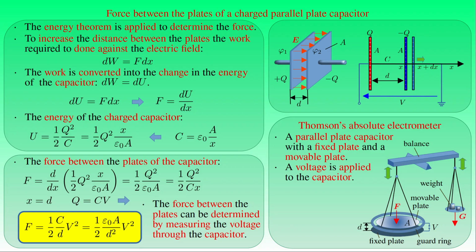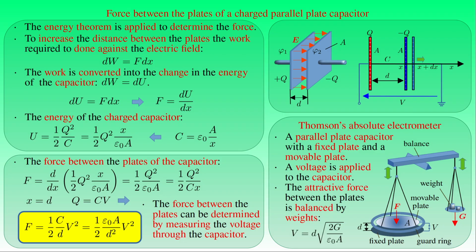If the magnitudes of the force F and the weight G are equal, then we can replace F by G in the force formula, and express the voltage V as the distance d between the plates times the square root of 2 times the weight G divided by epsilon naught times the area A of the plates. Since the geometry of the parallel plate capacitor of the electrometer precisely specifies the capacitance of the capacitor, the instrument allows one to determine the charge attained by the plates at high accuracy from the measured voltage between the plates.